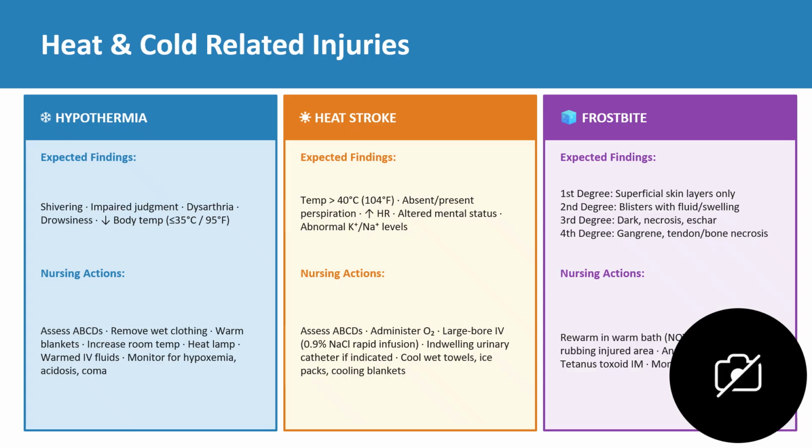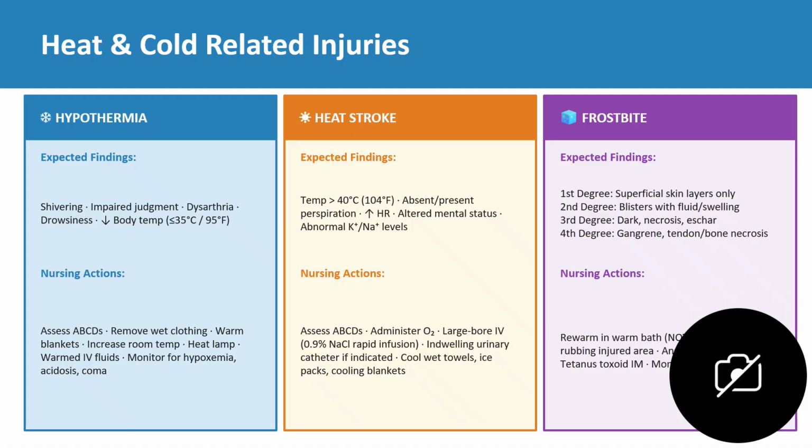So findings include altered mental status, abnormal electrolytes, and either absent or excessive perspiration. So we rapidly cool the patient with wet towels in case of heat stroke, and ice packs. You can provide cooling blankets, administer oxygen, and run a large bore IV with normal saline infusion. For frostbite, severity ranges from first degree superficial injury to fourth degree gangrene with bone or tendon necrosis. So the treatment depends on the degree.